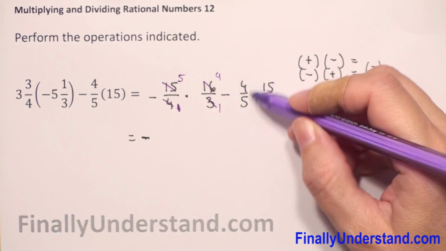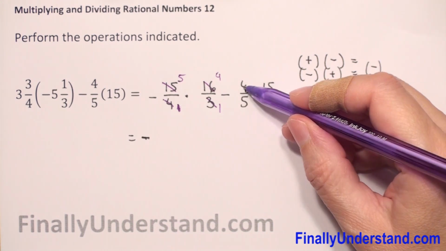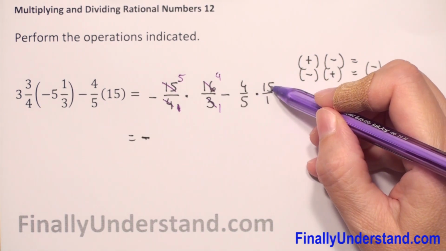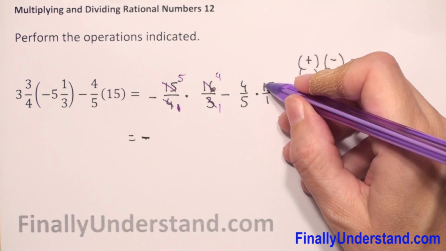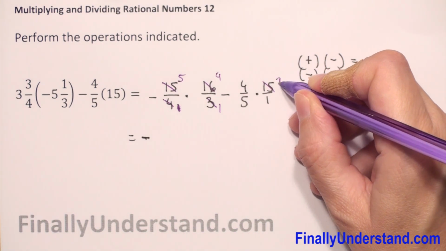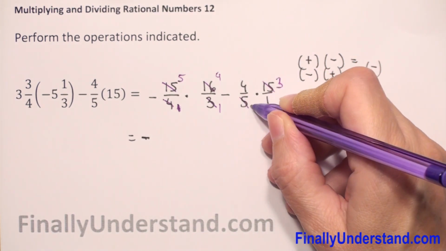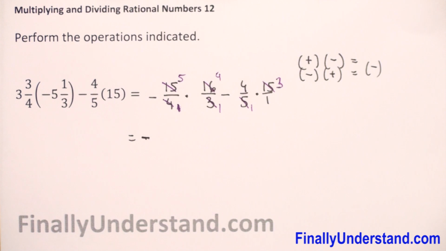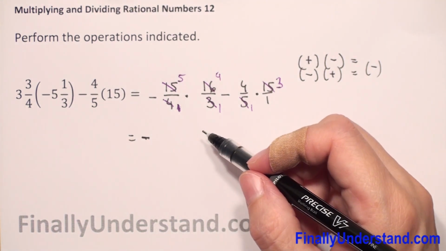And in the second multiplication we have 4 and we cannot reduce 4, and we also have 15 and 5, so we can divide by 5, so it will be 3. 5 divided by 5 is 1. And now it will be very easy to do multiplication of fractions.